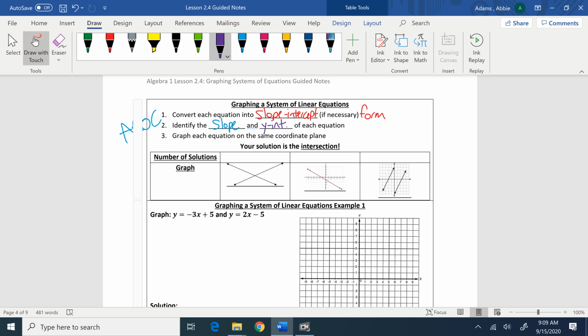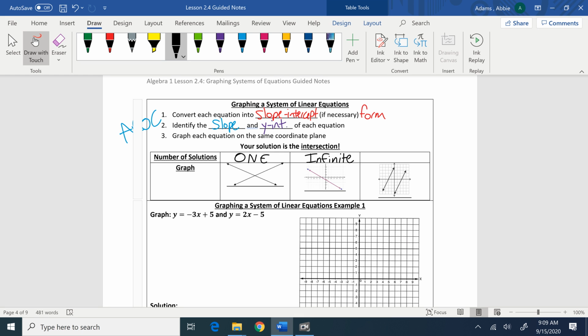So anytime you hear us say determine the solution of the systems of equations, you're trying to find your intersection point. There are actually three different possibilities for the number of solutions. You could have just one solution, which is most common, which means you've graphed two lines on the same coordinate plane and they have one point of intersection.